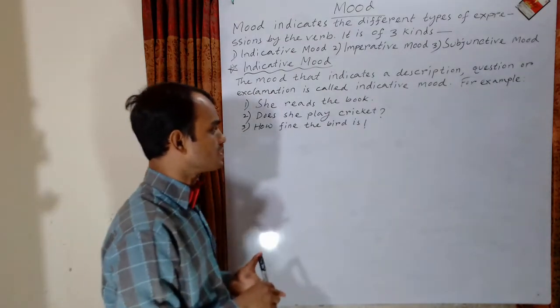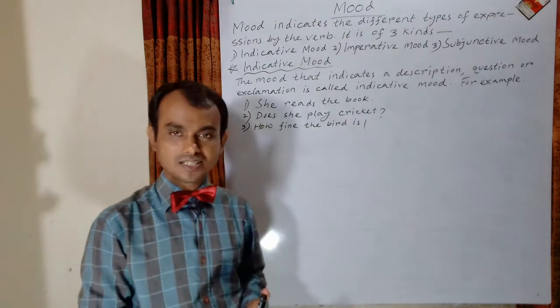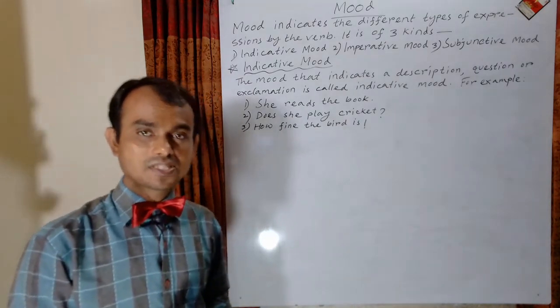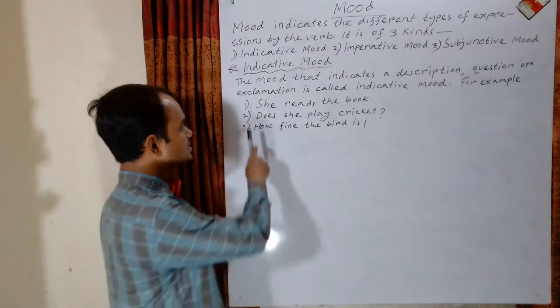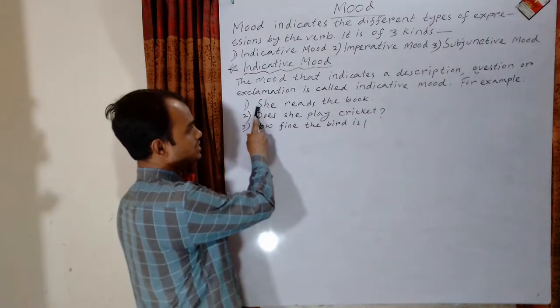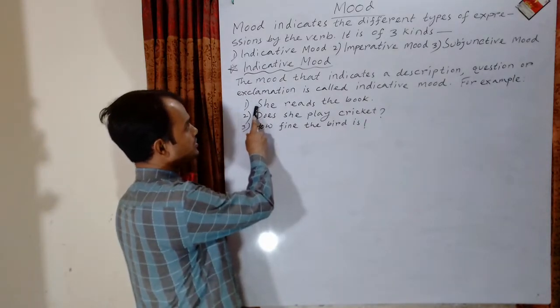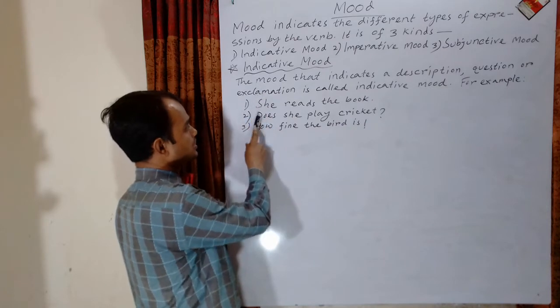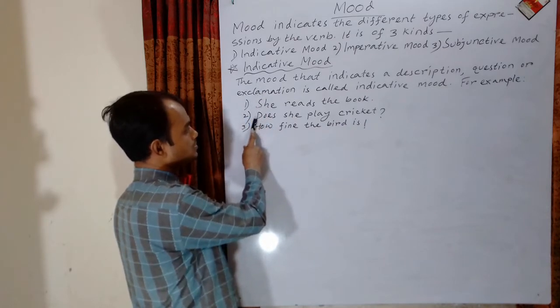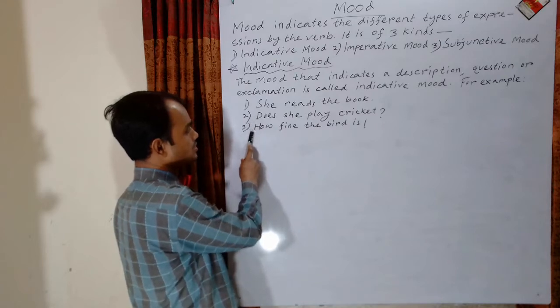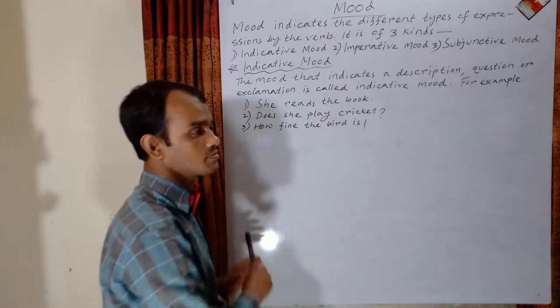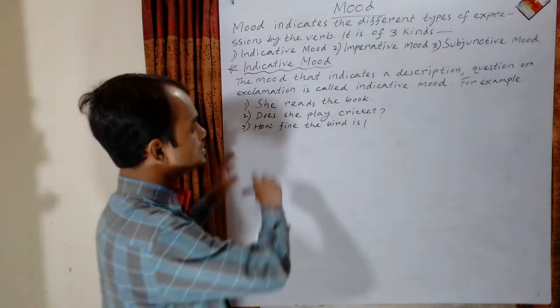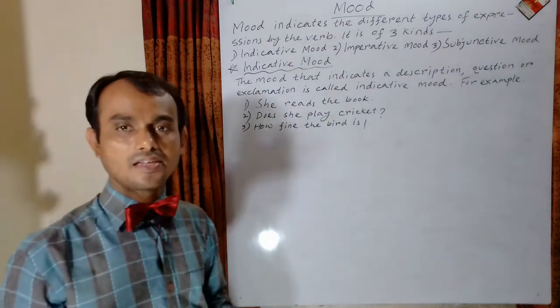How fine the bird is, the verb of the sentence exclaims something. The first sentence, the verb of the sentence describes something. For this reason, this is indicative mood. The next sentence, the verb questions. The next sentence, the verb exclaims something. For this reason, these three sentences are indicative mood.